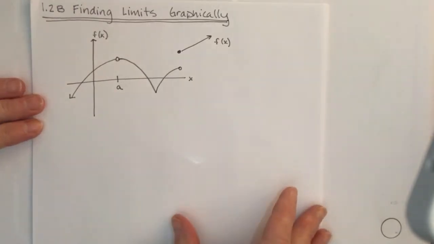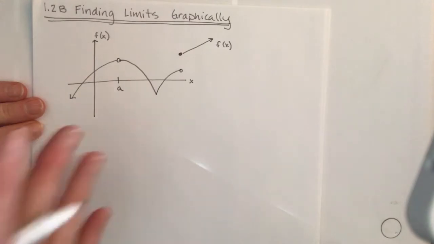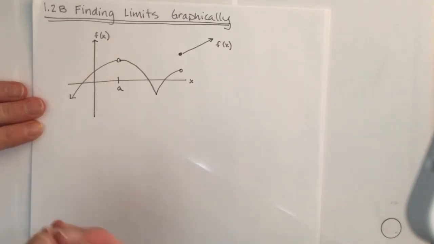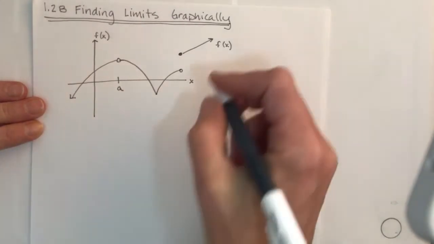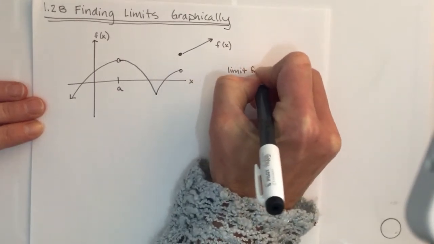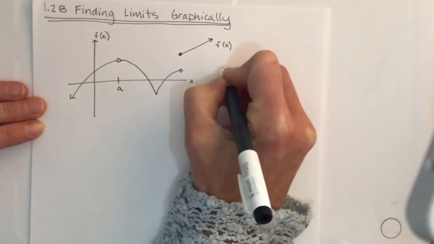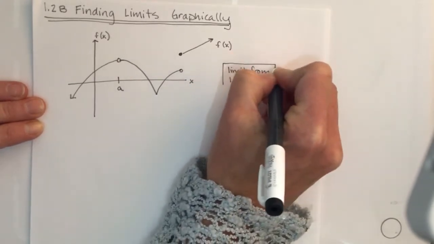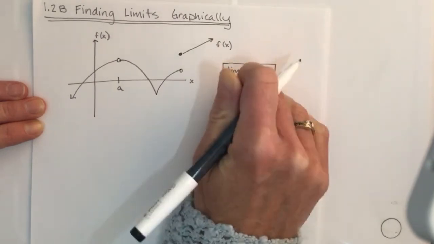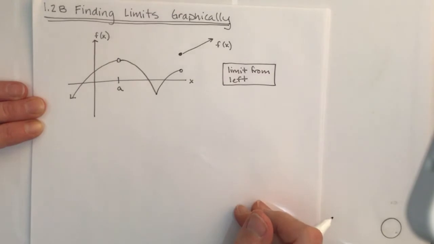If we talk about limits, we always do a three-step process. We always look at the limit from the left, and then we look at the limit from the right, and then we decide, is there a limit?